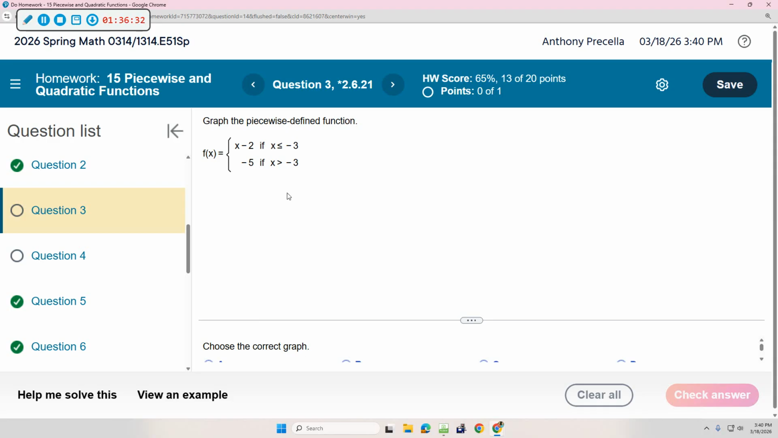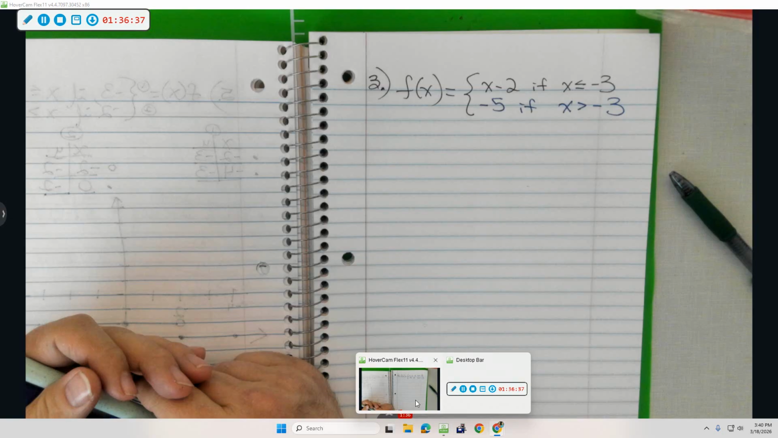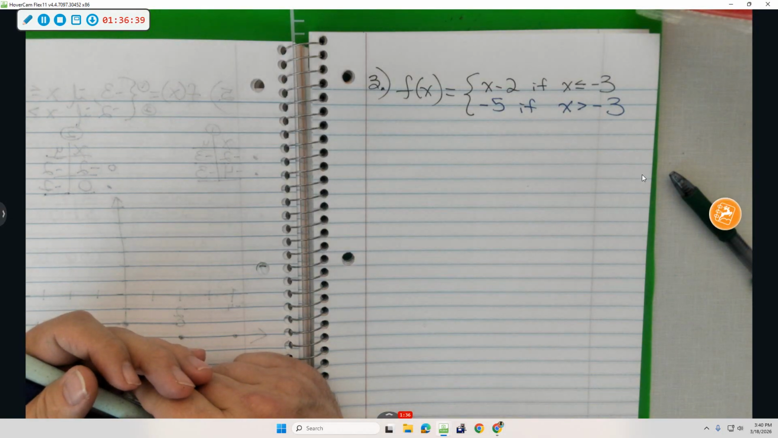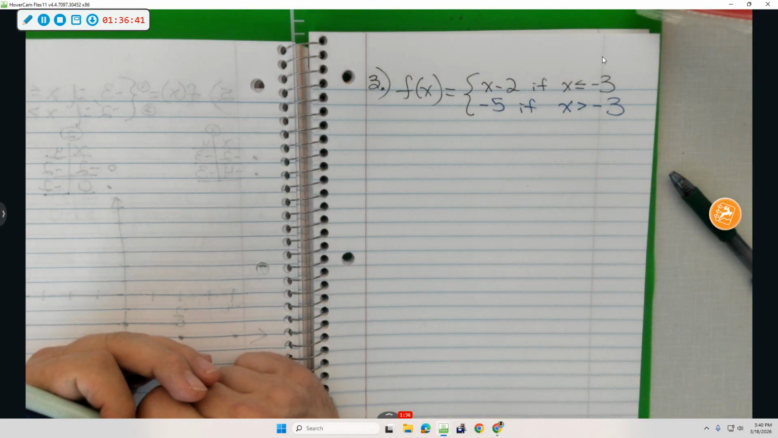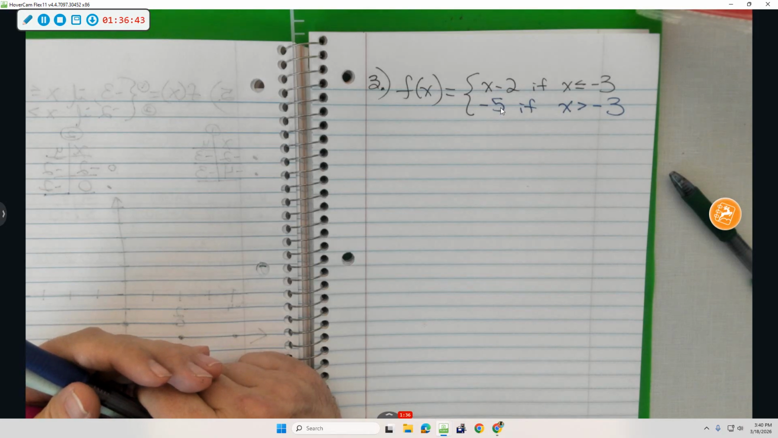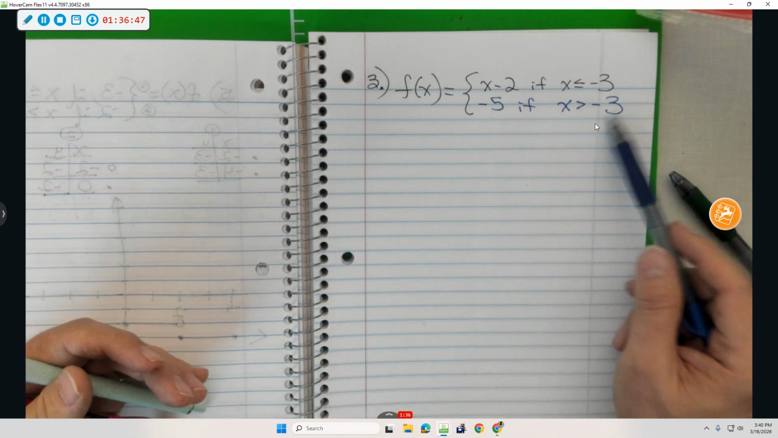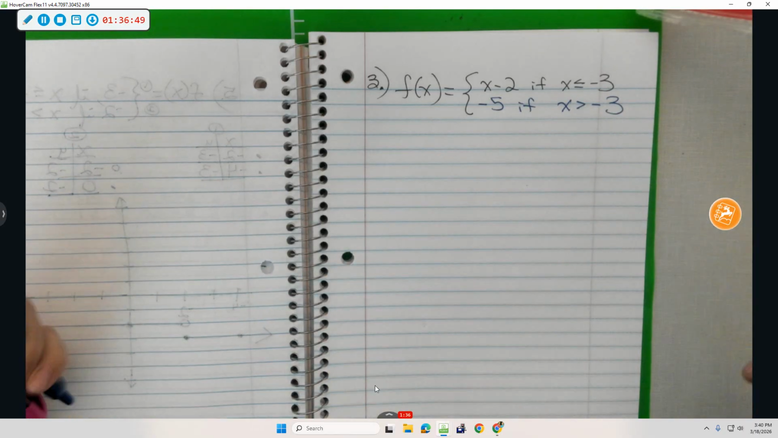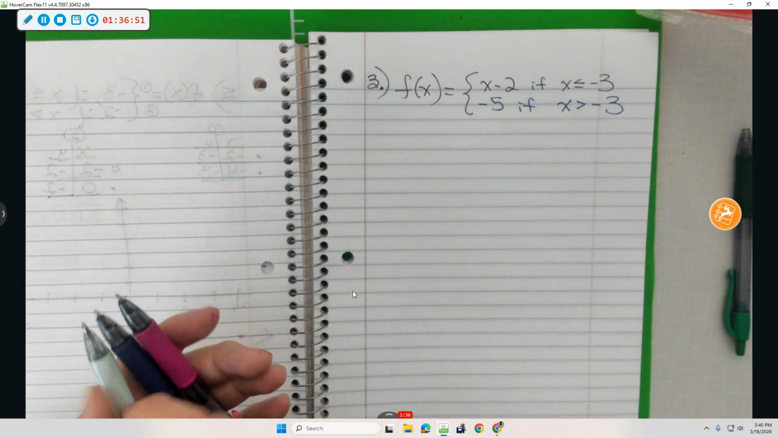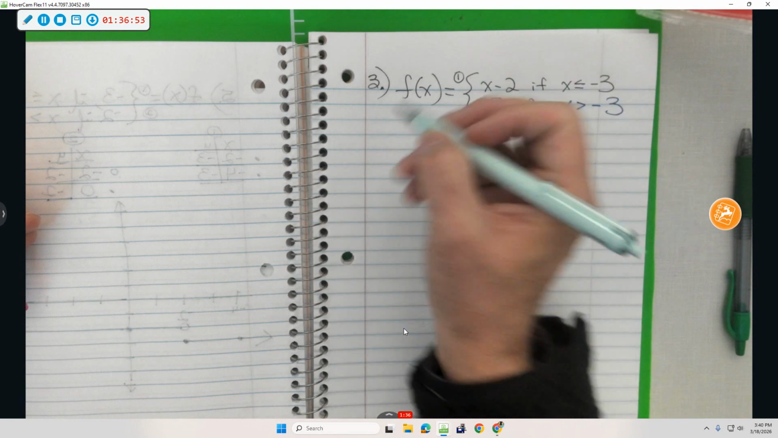This is a two-piece function. What's my cut point? Where is the black piece going to change to the blue piece when x is equal to -3? So I'll make my table of values. This is table 1.